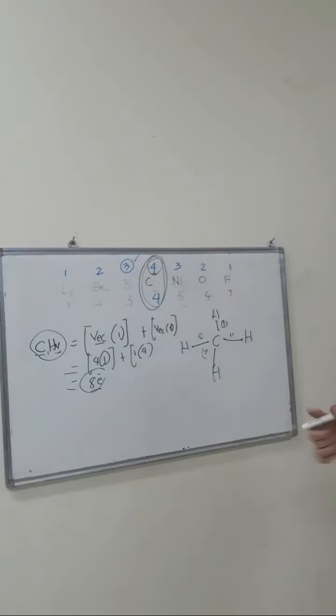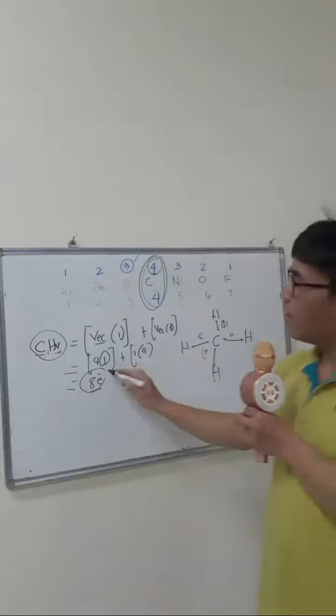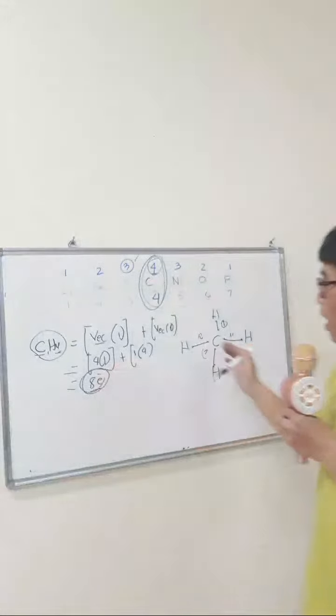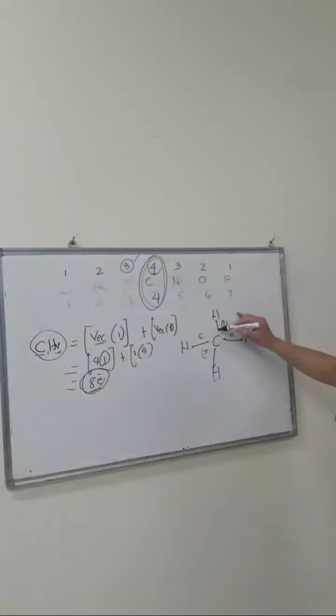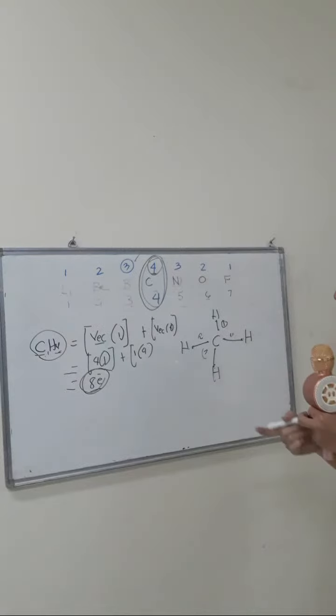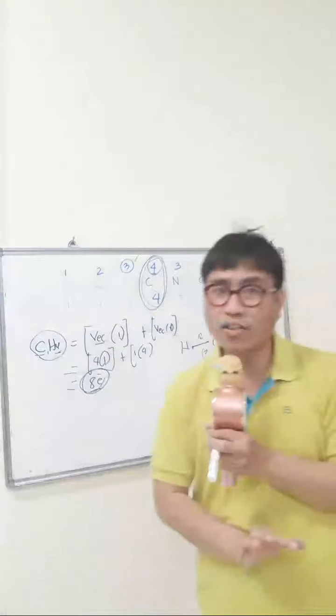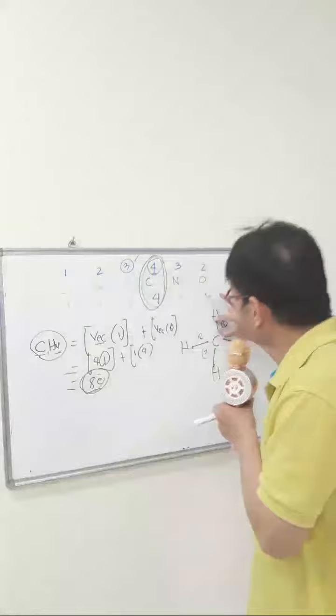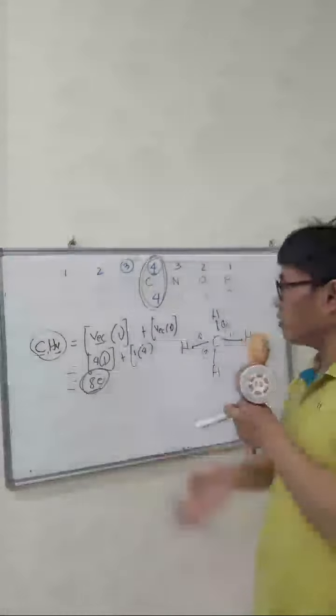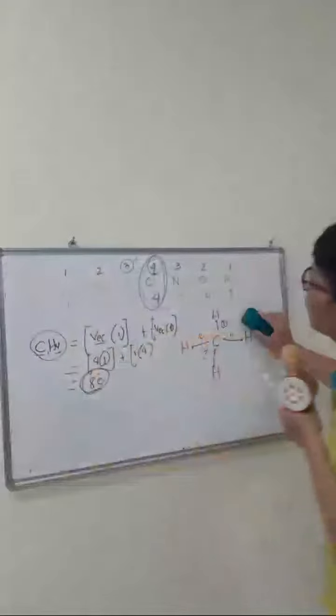You get the point? Now, how can we prove the 8 electrons, the total number of electrons? So we need to count. 1, 2, 3, 4, 5, 6, 7, 8. So there are 8 electrons shared by both carbon and hydrogen, because one line represents 2 electrons. So 2, 2, 2, 2, or 2 times 4 is 8. The same with other compounds also. This is an example.